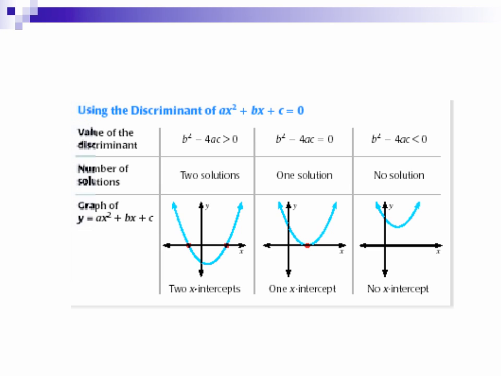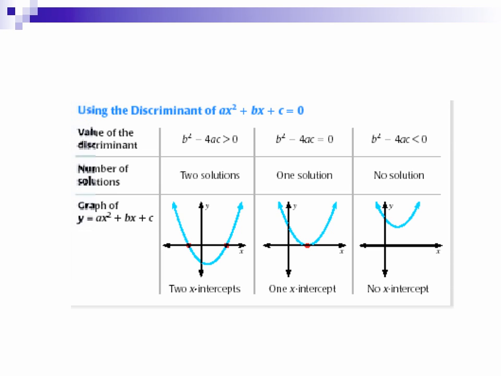It might help you to put this table into your notes. This is in your textbook in section 10.7 as well. If the discriminant, that is b squared minus 4ac, is greater than 0, if it's positive, you have two solutions to the equation, and the graph crosses the x-axis in two places. If the discriminant, b squared minus 4ac, is equal to 0, you have one solution, and the vertex of the parabola just touches the x-axis.